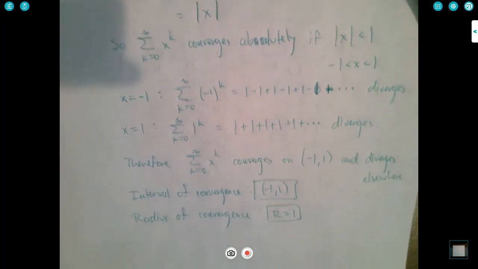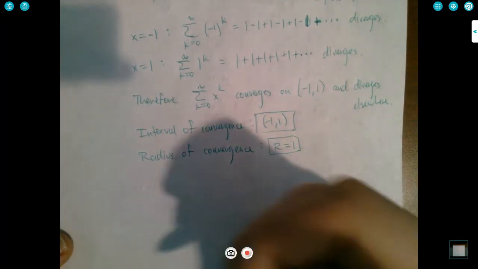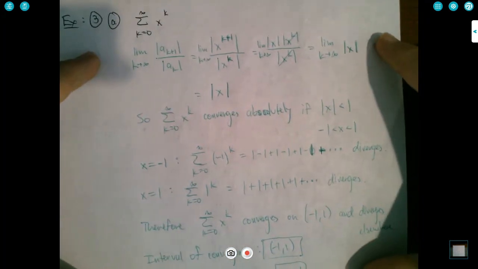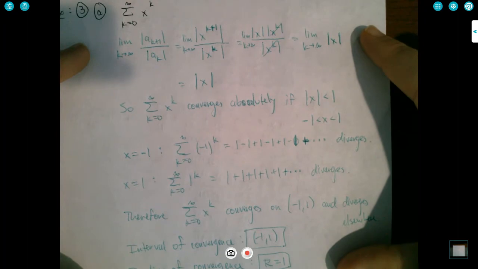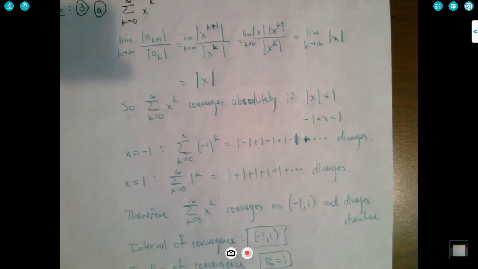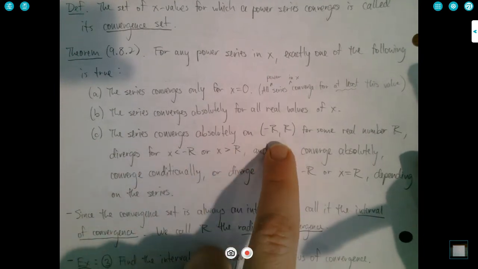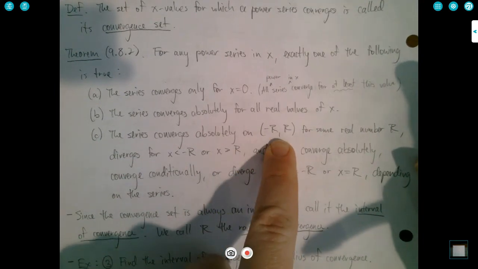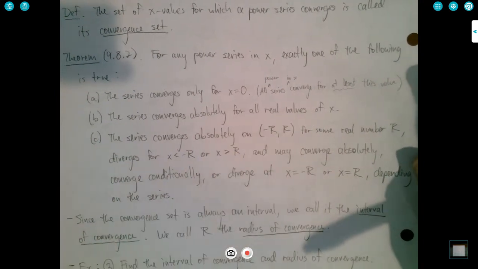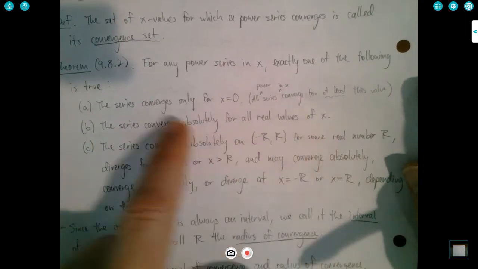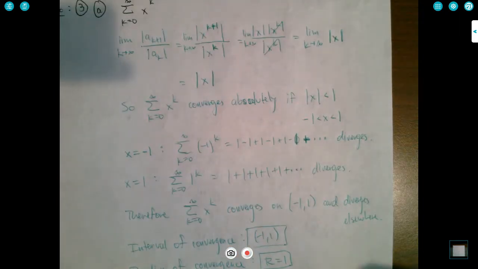Okay, let's do another one. By the way, this was a case 3, right? This was a case 3. Or a case C, I guess I called it, right? Because the series converges absolutely on an interval, and then diverges elsewhere. It didn't converge for all real values, and it didn't converge only for 0, right? Well, let's look at another example.